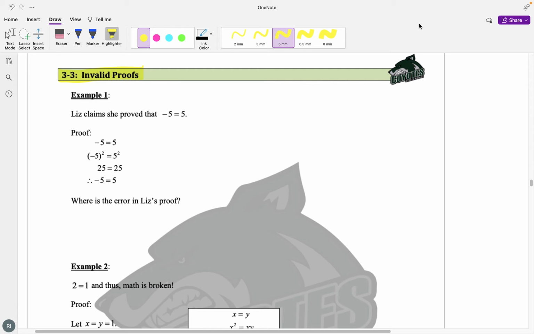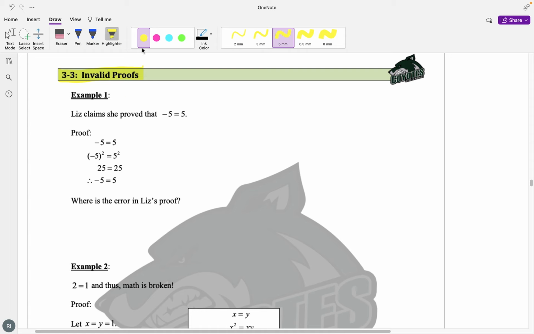Yesterday we learned that deductive reasoning is an argument where if the premises are true, then the conclusion must also be true. This type of argument can also be called a proof. Today, we will examine common errors that happen in proofs. An error in a proof will make a false statement appear to be true.